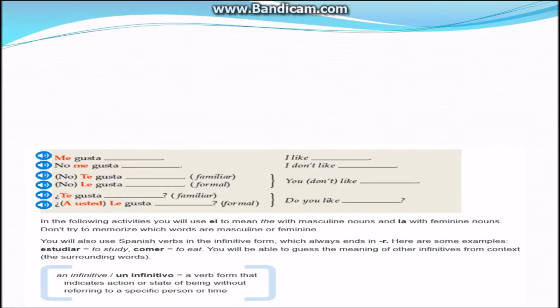Also, you can use Spanish verbs in the infinitive form. An infinitive verb in Spanish always ends in -ar, -er, or -ir. So what is an infinitive verb? It's a verb form. It tells us the action, but it doesn't tell us who's doing the action. It doesn't tell us when the action occurred. So for example, to kick, to listen, to dance, to study, to read. It tells us the action, but it doesn't tell us who's reading, who's studying, and it doesn't tell us when they study. Are they studying now or did they study in the past, for example?